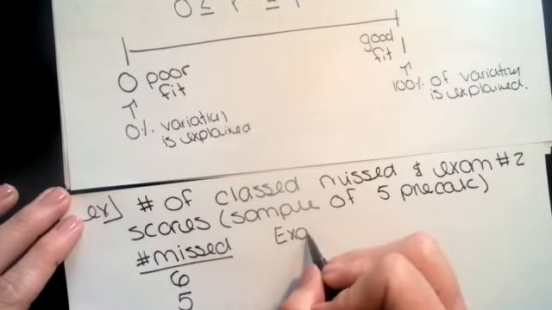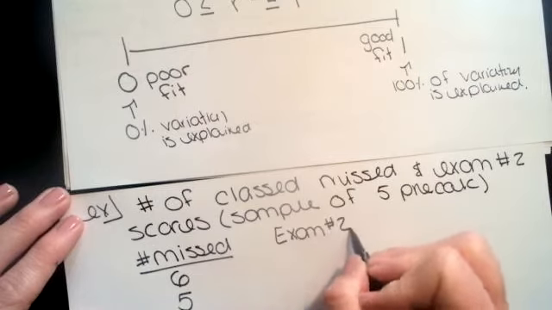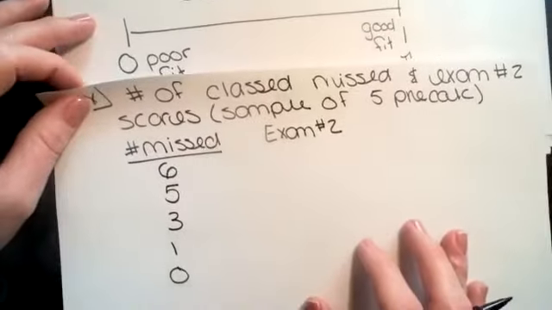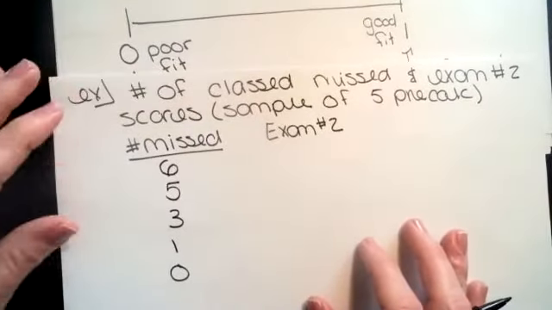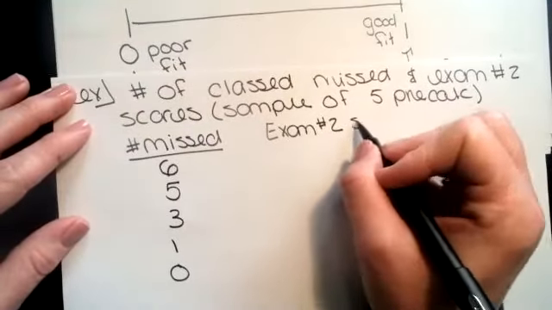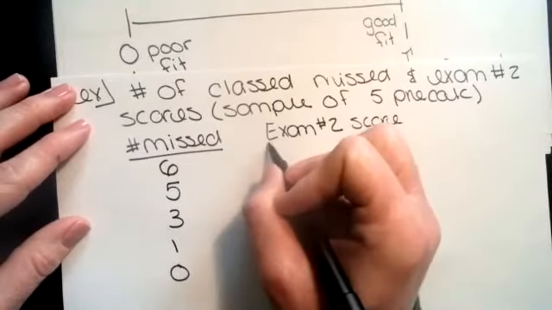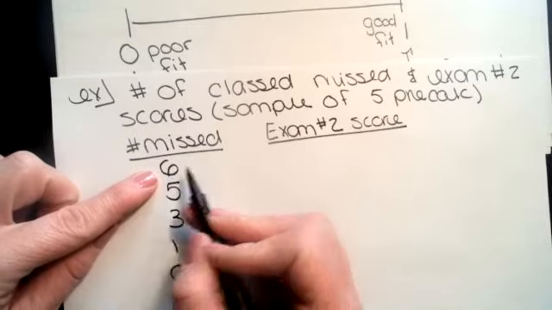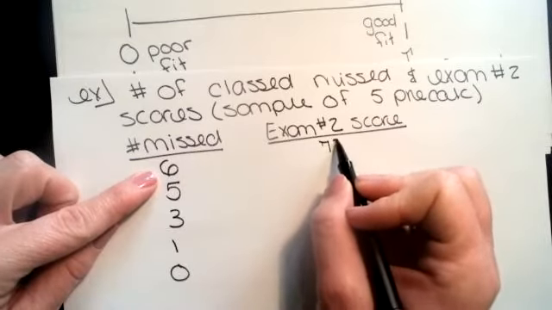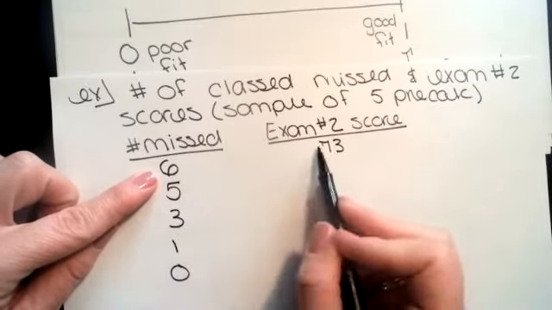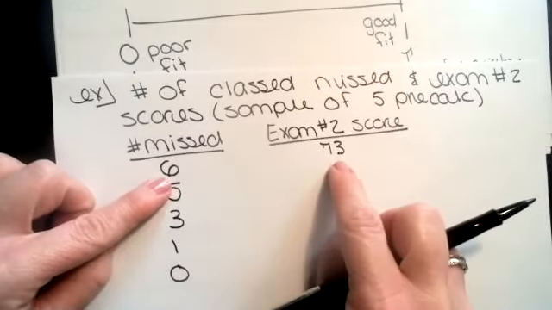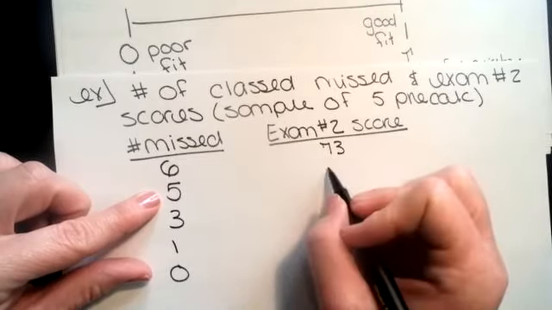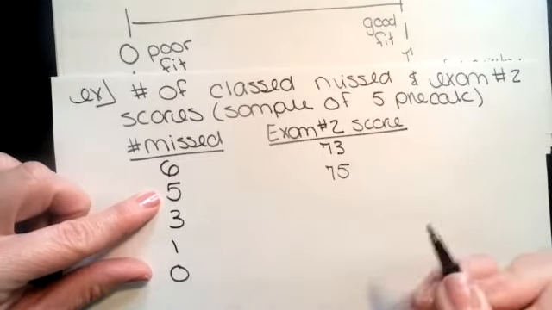And their exam number 2 scores. So this is paired data, right? I don't want to say paired, but kind of, because they go together. So this is person number 1, and they missed 6 classes, and that person earned a 73. So that's what I mean, it's paired. This is all the same person. Then the next person missed 5 classes, and that same person got 75.